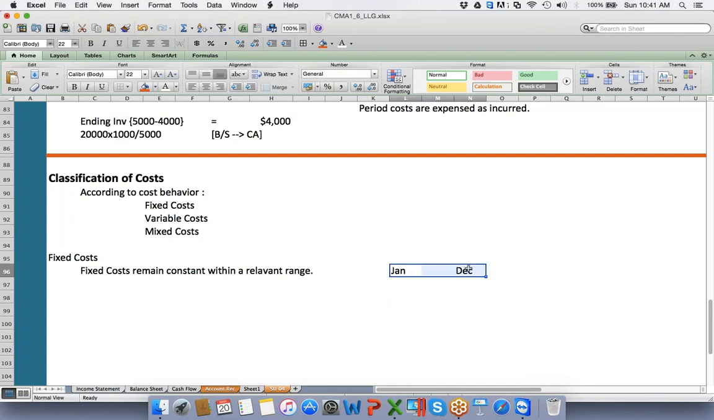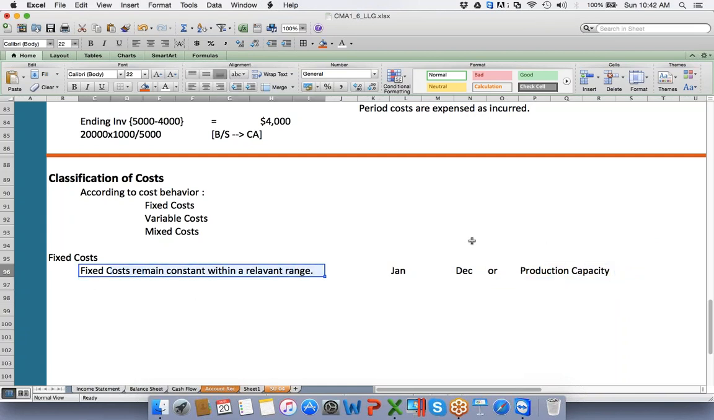Relevant range can be a time period or a production capacity. Production capacity means, say for example, using your factory building you can produce a maximum of 10,000 units. Up to 10,000 units, you produce 1,000 units or 2,000 units or 9,000 units or 10,000 units, your fixed cost remains the same. The rent cost remains the same. So, a time period or a production capacity, the fixed cost will remain the same. Okay.